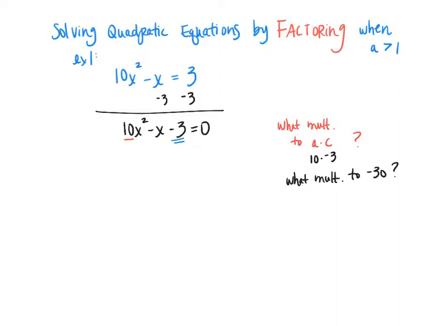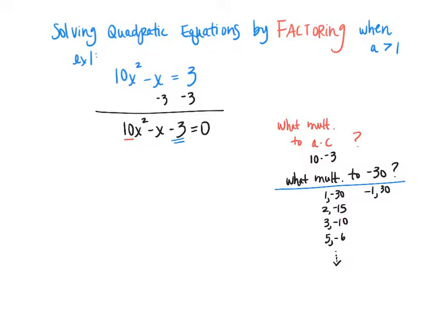And there's lots of options. You could start listing them. 1 times -30, 2 times -15, 3 times -10, 5 times -6. And I could keep going because there's a -1 times +30 and so on. But what I'm looking for is which pair add to b. So the first question you ask yourself, what multiplies to give you -30? And we got that by multiplying a and c together.